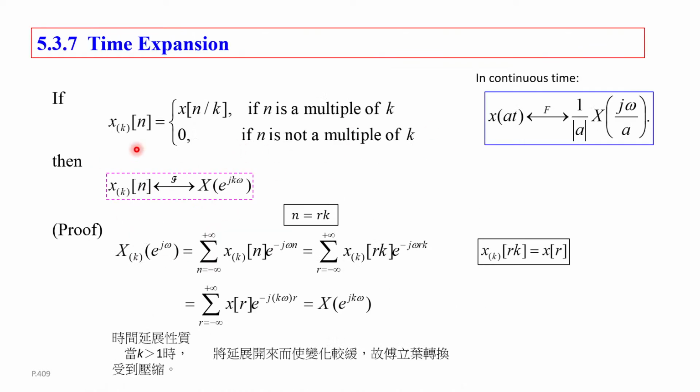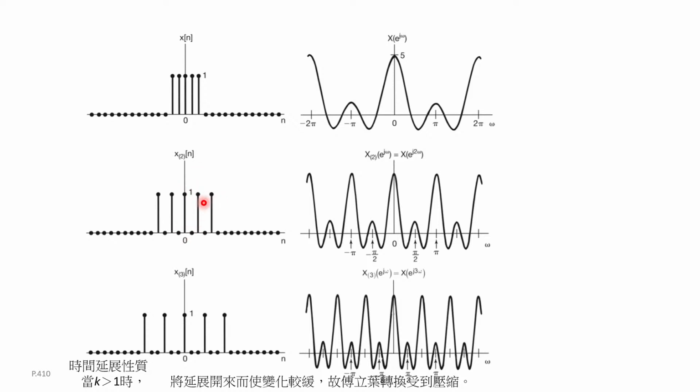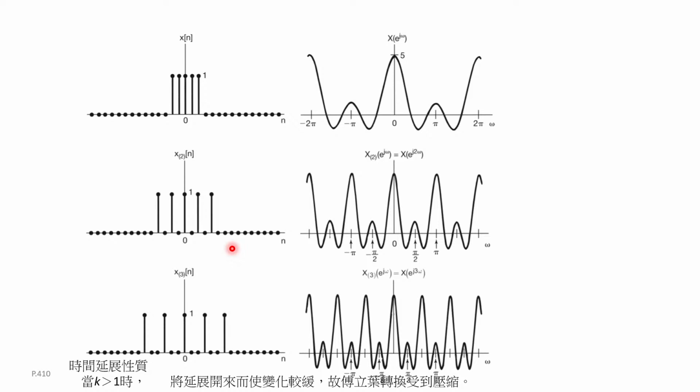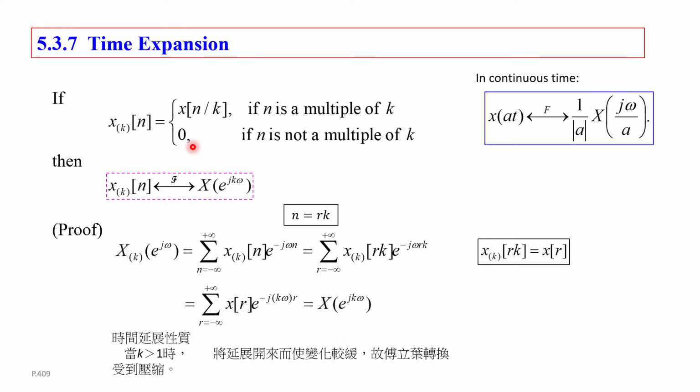So it's 0 everywhere except at the stretch out points. So if, for example, k equals 2 here, we stretch out at the ratio of 2. And when n is a multiple of 2, then x sub k of n equals x of n divided by k. So for example, this x sub 2 of 2 will correspond to this spike, and the same as this spike. Okay? And that checks out.